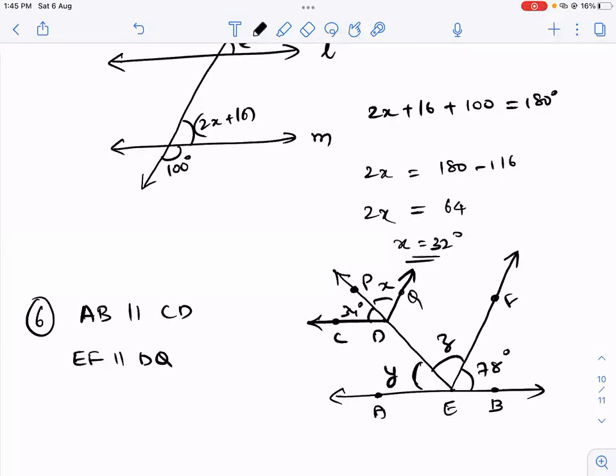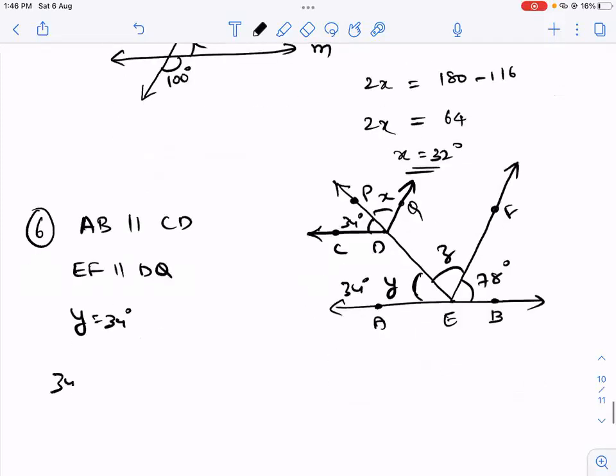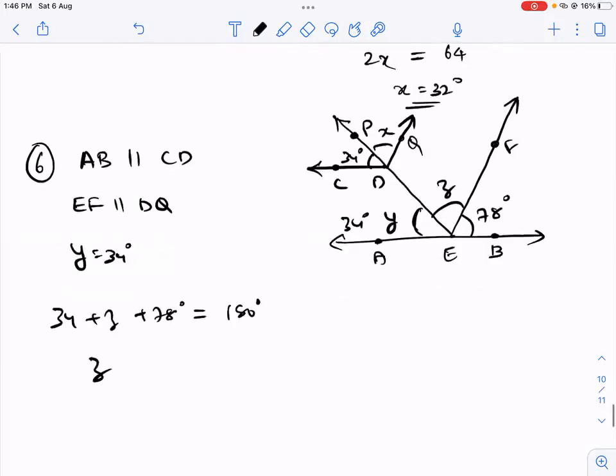How to solve? So Y is 34. That's right. So 34 plus Z plus 78 should give you 180 degrees. It forms a straight angle. How much is it? Z is 68. So Z is 68 degrees. Z and X are same. This is also equal to X.